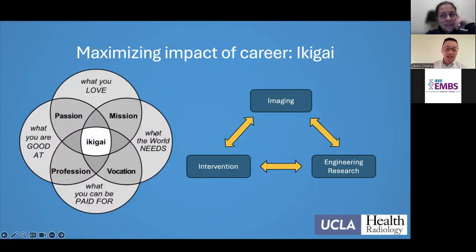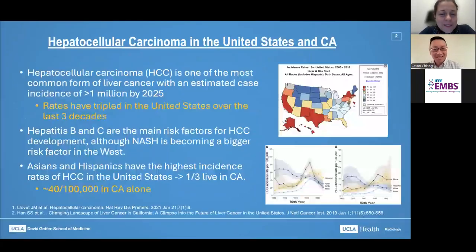And then what the world needs is they need my engineering research, but they really need my interventions. So for example, when people are bleeding, they probably don't care about my engineering research. They just want me to stop the bleed. So find a way to balance all these things, and that's how you can get a very productive and satisfactory career. Okay. All right, so let's talk about the meat of this talk.